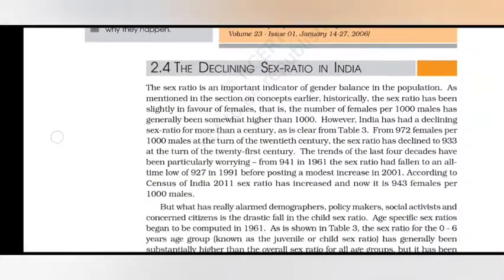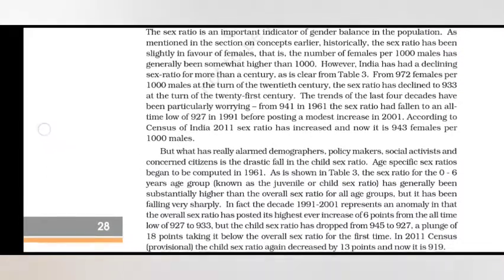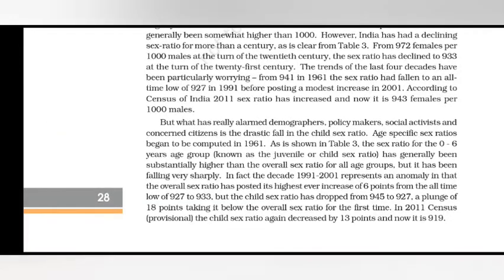Declining sex ratio in India. The sex ratio is an important indicator of gender imbalance in the population. As mentioned in the section on concepts earlier, historically, the sex ratio has been slightly in favor of females. That is, number of females per thousand males has generally been somewhat higher than 1000. However, India had a declining sex ratio for more than a century. As is clear from table 3, from 972 females per thousand males at the turn of 20th century, the sex ratio has declined to 933 at the turn of 21st century.